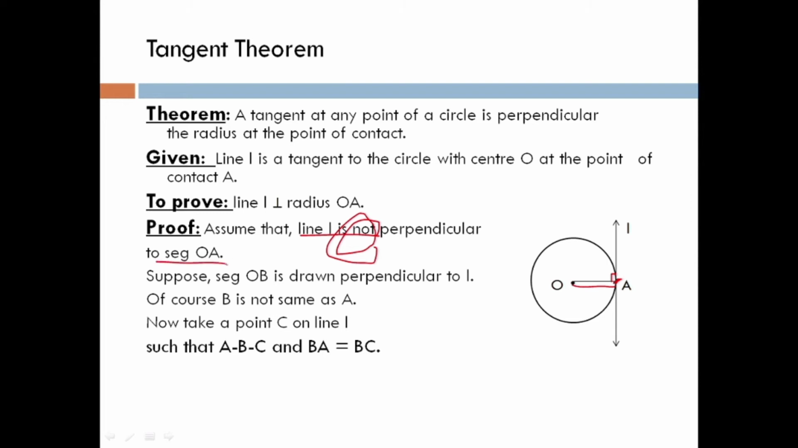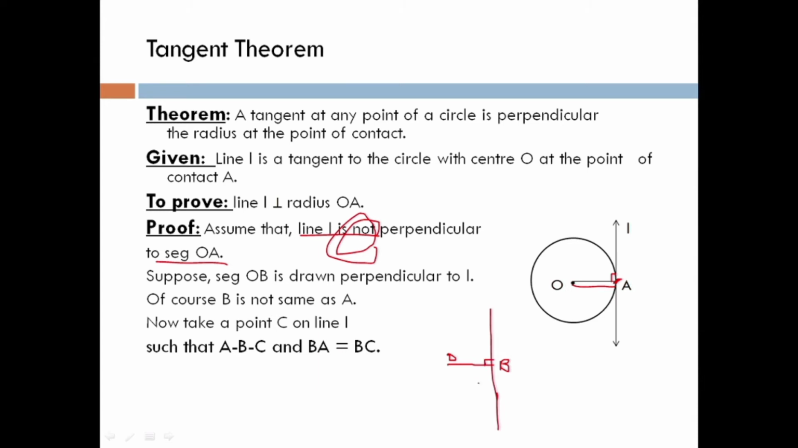Now the thing which we have to prove, we have assumed that it is not perpendicular to OA. Okay. And the next thing is we have to construct a line segment OB to the tangent. Perpendicular line segment. Suppose this is the tangent L. We have to draw a segment OB from the center of the circle which is perpendicular to this line L. Right? This is the construction we need to do.